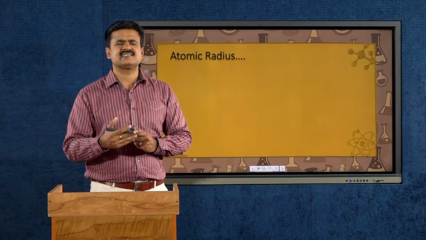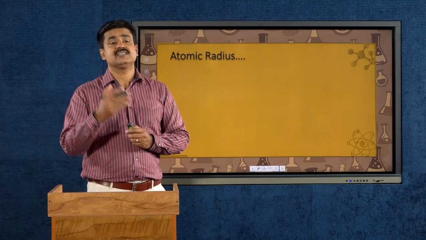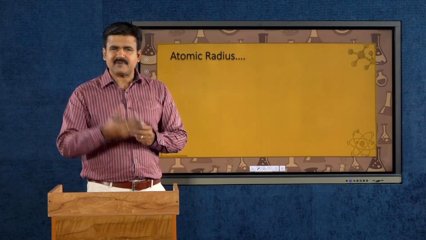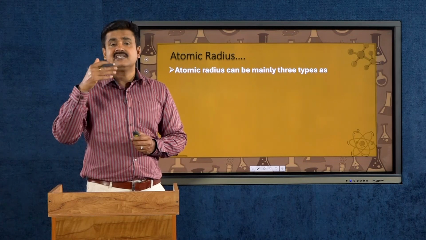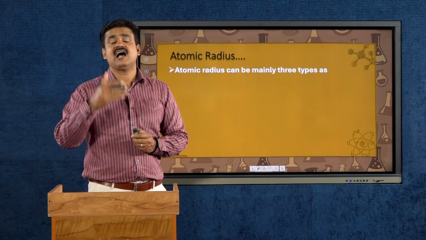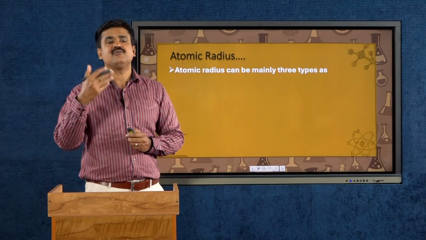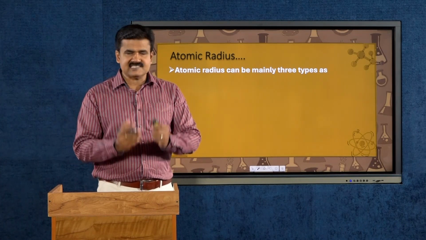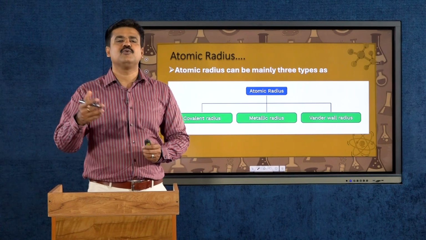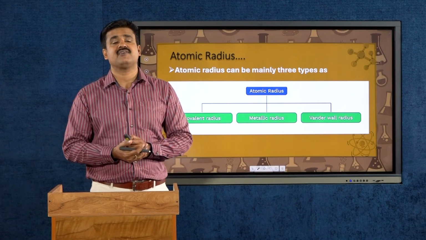In order to address the difficulty in evaluating the perfect value of atomic and ionic radius, we simply classify atomic radius into 3 different types. This is for the sake of convenience and for the sake of determination of the values of atomic radius. That is, atomic radius can be mainly 3 types. These 3 types are shown here. It may be covalent radius, metallic radius and van der Waals radius. We can now move on to details of each of these types of atomic radius.